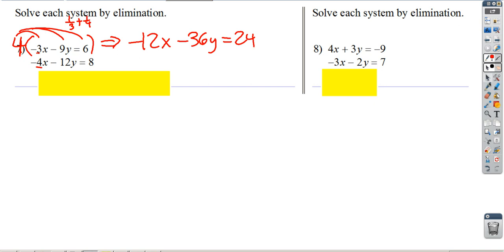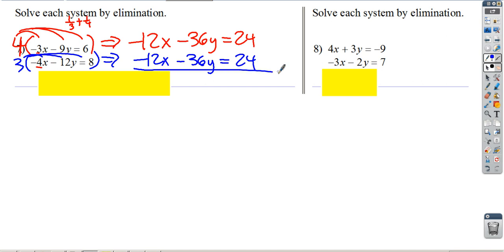I also want to change the bottom one into 12, and I can change negative 4x into 12 by multiplying by 3, distributing all that. So 3 times negative 4x is negative 12x. 3 times negative 12y is negative 36y, and 3 times 8 is 24. Okay, now how can we eliminate? Well, we don't want to add this time, because if I were to add negative 12x plus negative 12x, I would get negative 24x. So the way to eliminate them is by subtracting, because subtracting a negative is like adding.